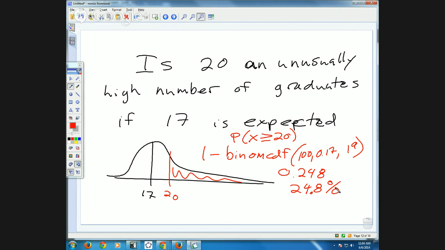Okay, now comes the sketchy part. What is unlikely? I didn't use the word unusual here. I used unlikely. What does unlikely mean to you? Did we ever define unlikely anywhere in the book? Oh, we never defined that. So now it's a matter of personal opinion.